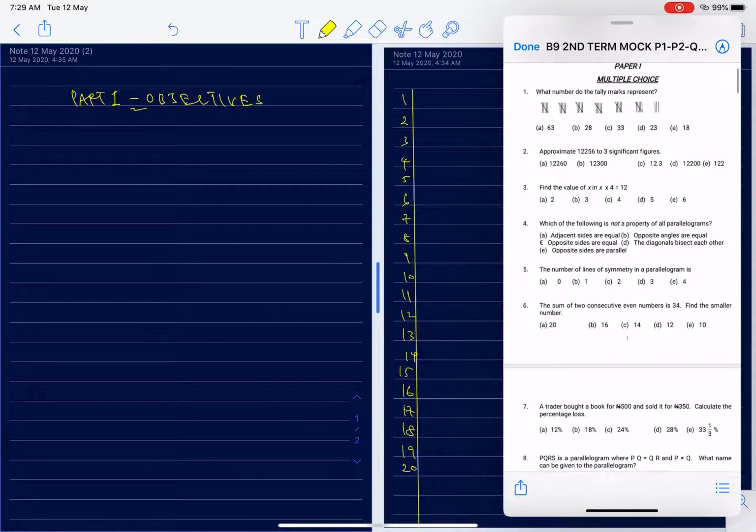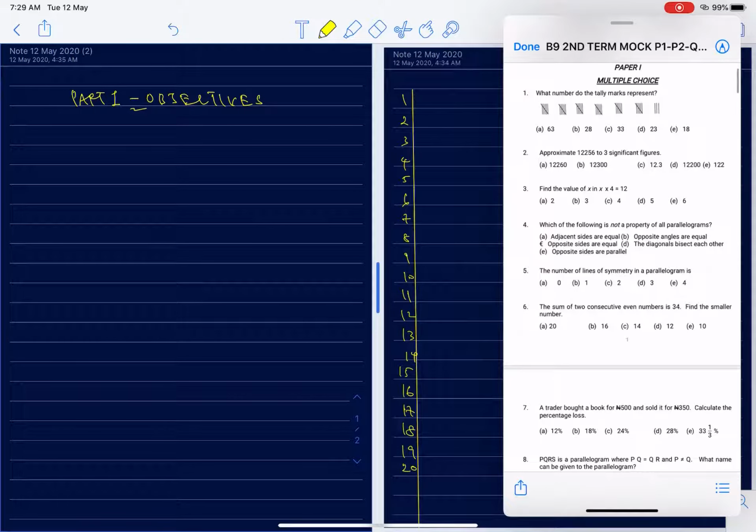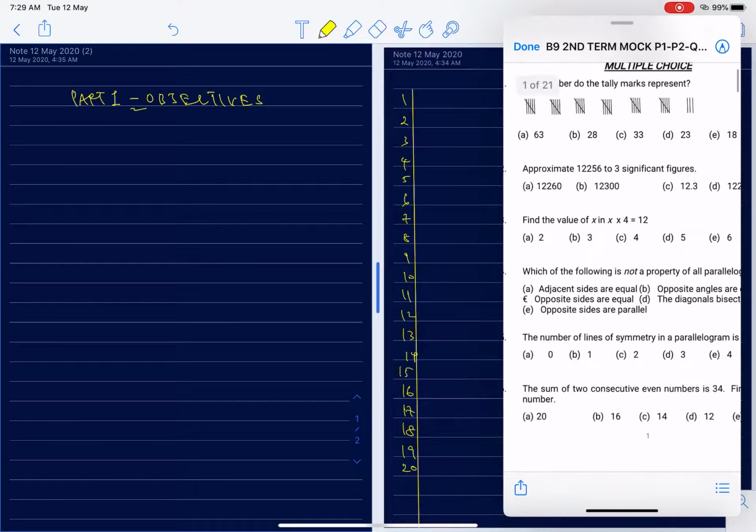Number 1 says, what number do the tally marks represent? Let's see. You can see these tally marks are in groups of 6. Yes, I think that's a mistake. Tally marks are supposed to be in groups of 5. So this is what it is actually supposed to be.